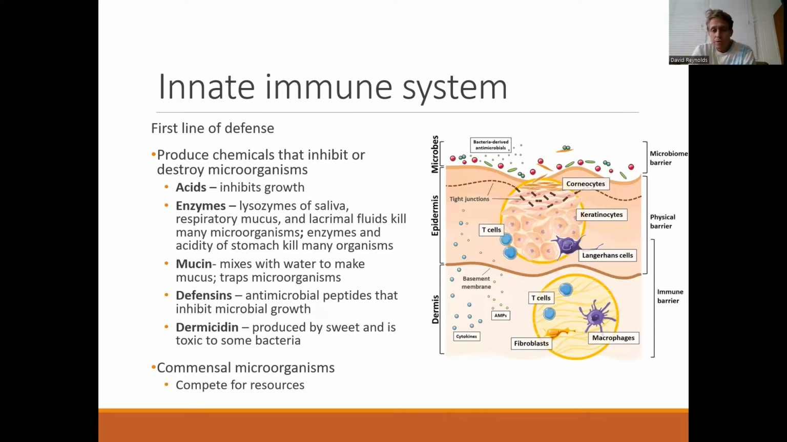Other things we can release too are defensins and dermacidins. So defensins are peptides that your body can release that directly inhibit bacterial growth or other microbial growth. So these are just chemicals that are released, inhibiting the growth of these microbes and inhibiting their ability to undergo mitosis. And then dermacidin is another type of protein that's released by sweat, derm in the name, right, that is actually toxic to some of these bacteria. So again, more things that can be released that actually directly kill the bacteria, not just prevent their ability to infect.